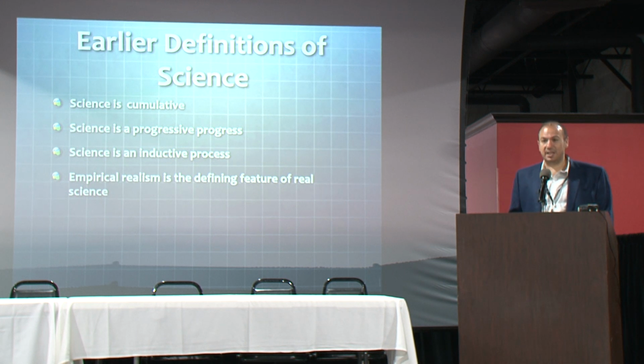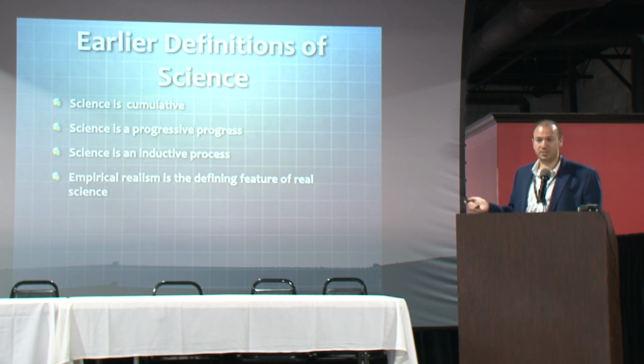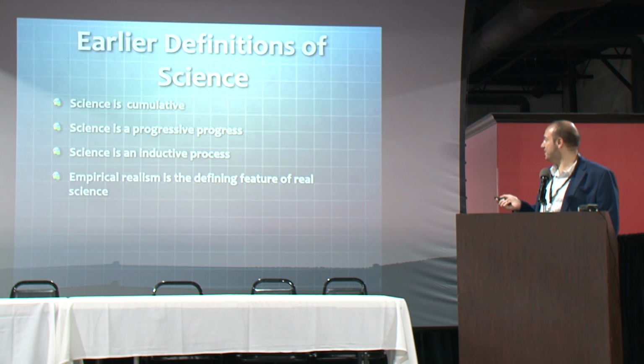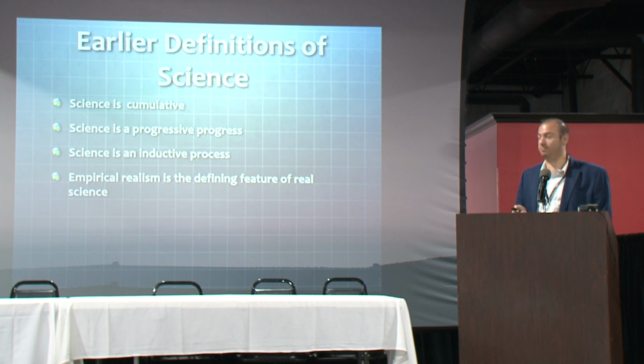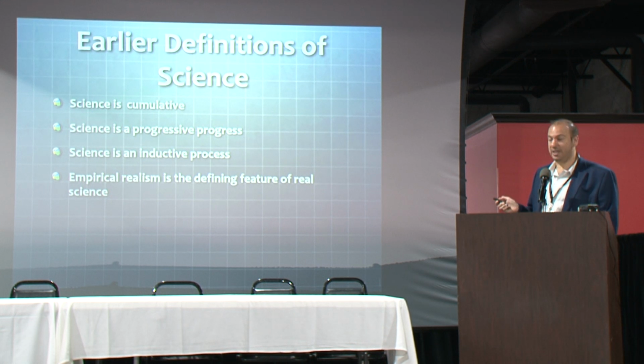Also, science is an inductive process. The idea is collecting facts and observations and adding them together, where you induce theories that approximate reality. This idea of science is based on what is called empirical realism. Empirical realism is a defining feature of real science. That's what we've been told. And I'll explain what that is in a second.